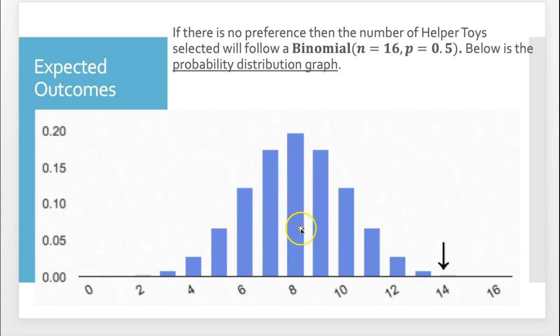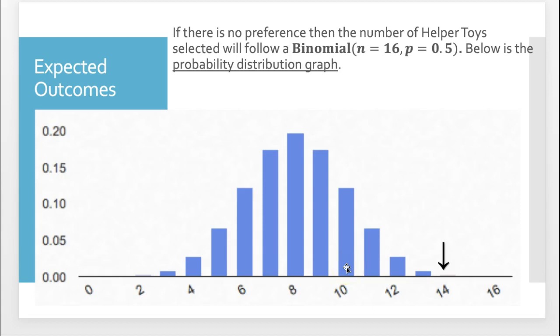What this distribution represents, remember these distributions help us model the phenomenon. Looking at this probability distribution graph, remember it's not a histogram, because these are probabilities, and these are all the possible outcomes of our experiment. 0 babies select helper toy, all 16 select helper toy. But if you look here, 8 is the most common that we should expect to see, given that there's no preference. And then maybe 7 and 9, 6 to 10, 5 to 12, maybe 4 to 13. Within this range, if there's no preference, it's very likely to see 6 to 10 babies select the helper toy.